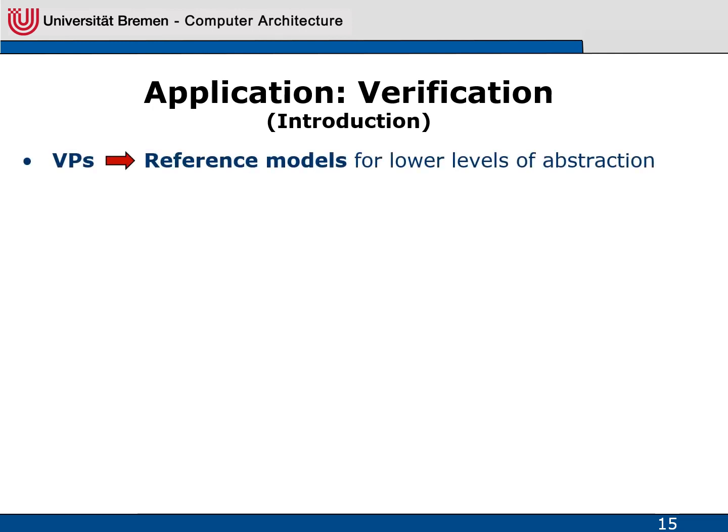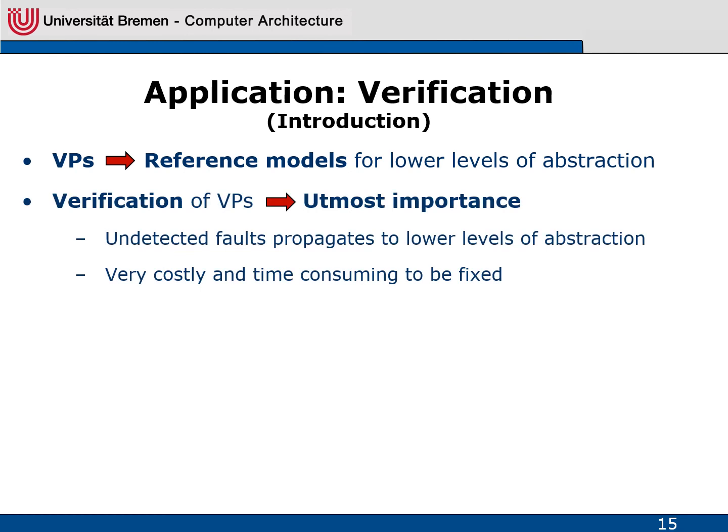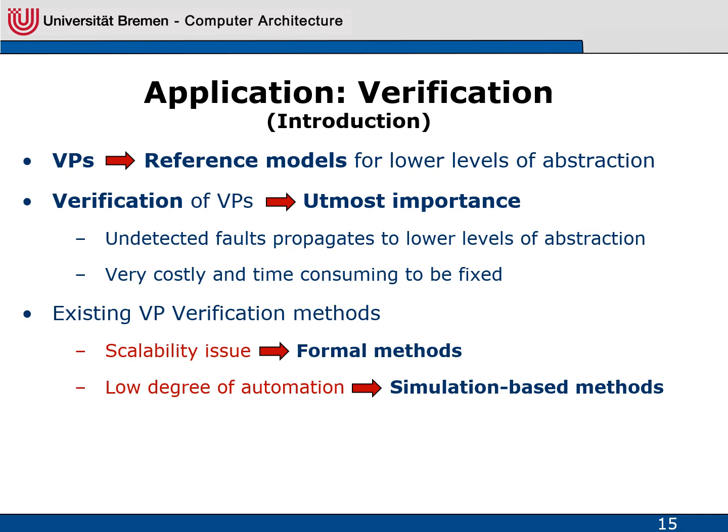When we say that the VP is a reference model for lower levels of abstraction, verification of the VP is of utmost importance, as an undetected fault may propagate to lower levels of abstraction and become very costly to fix. However, the existing VP verification methods come with 2 main drawbacks, where formal methods have a scalability issue and simulation-based methods require lots of manual effort by designers.